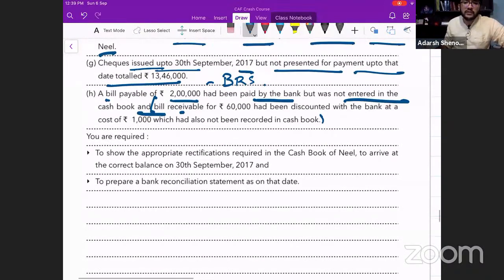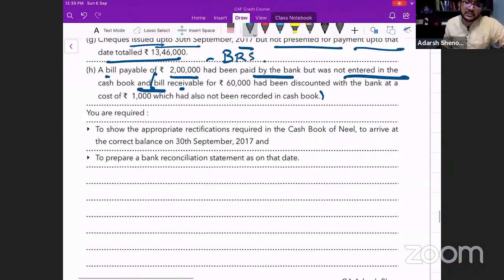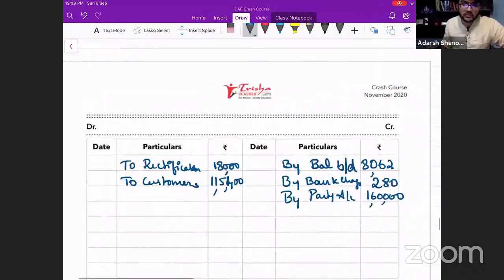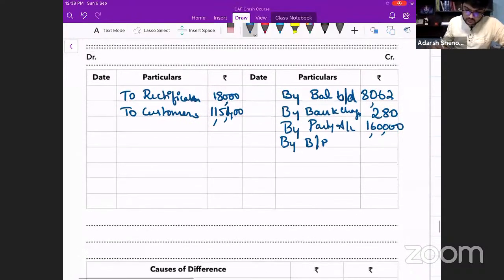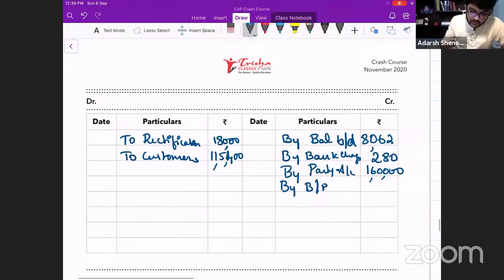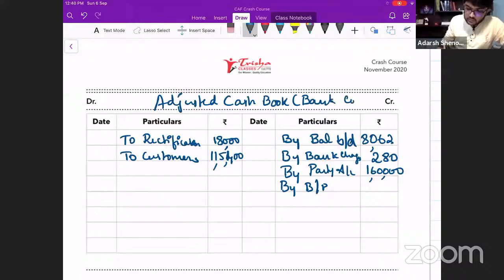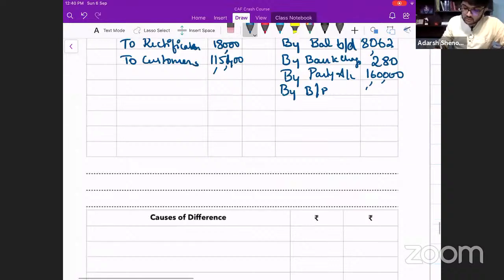Yes. Where will this appear now? It will appear in the adjusted cash book. Okay, we have paid a bill payable, so it will come in the adjusted cash book. Which side? Credit side. By bills payable. I forgot to give the heading. This is adjusted cash book. Bank column. How much is the amount? 2 lakh.